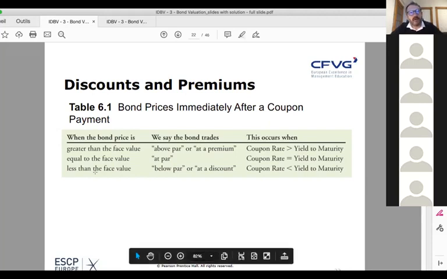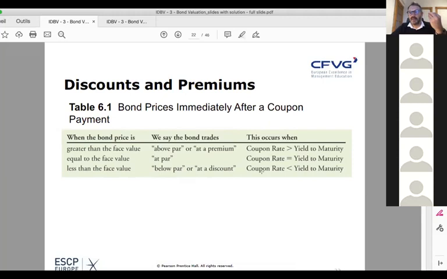Okay, on the contrary, if the coupon rate of 2.5 is lower than what is currently the situation of the interest rates on the market, let's say 3%, it means that your bond is not so interesting compared to what you can find on the market.